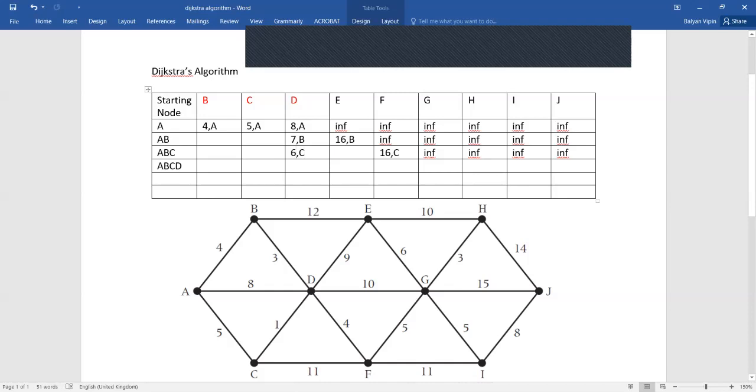Now D to E. So D to E is 9. And what is the cost to reach D? The cost to reach D is 6. So the total is 15, which is less than this value. So it will be 15, comma, D. Because we are now using node D.